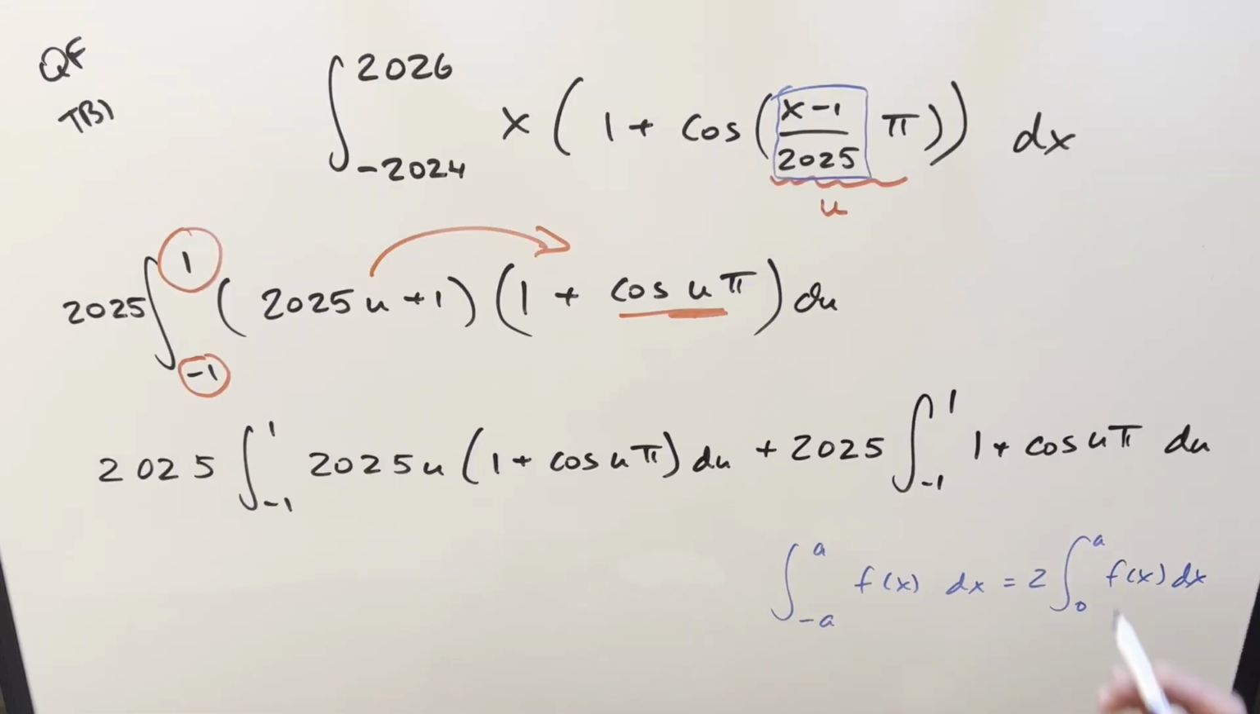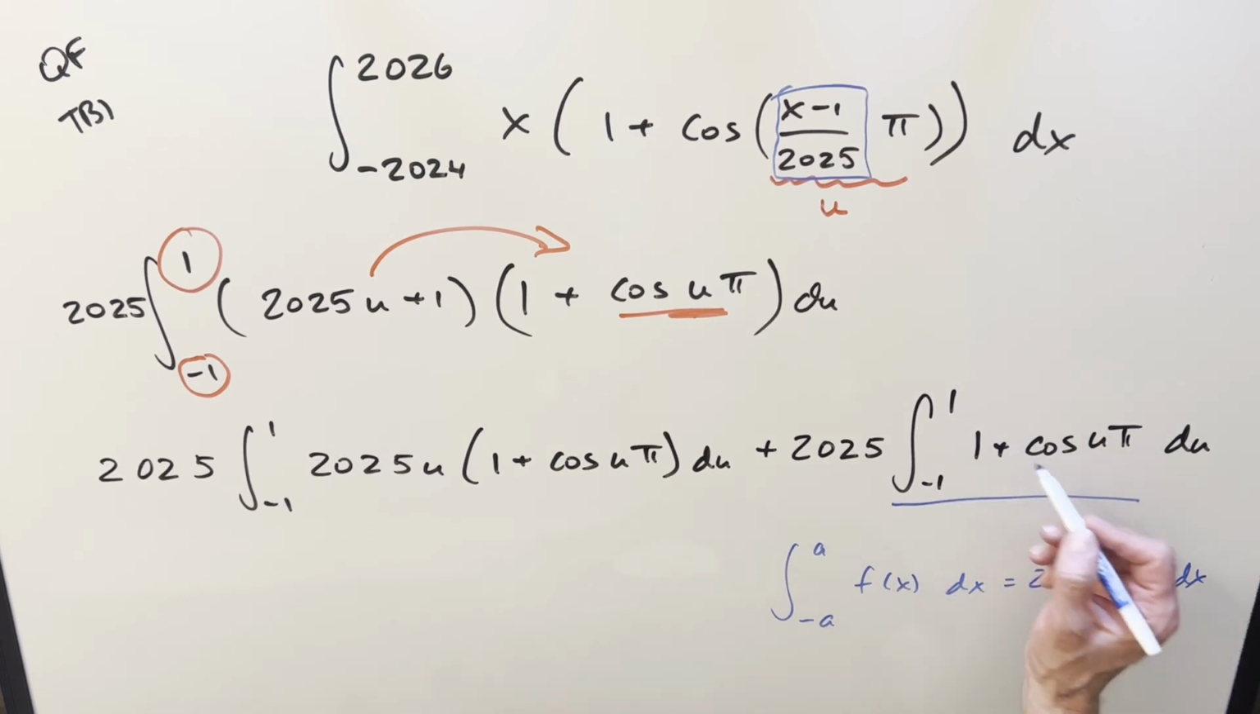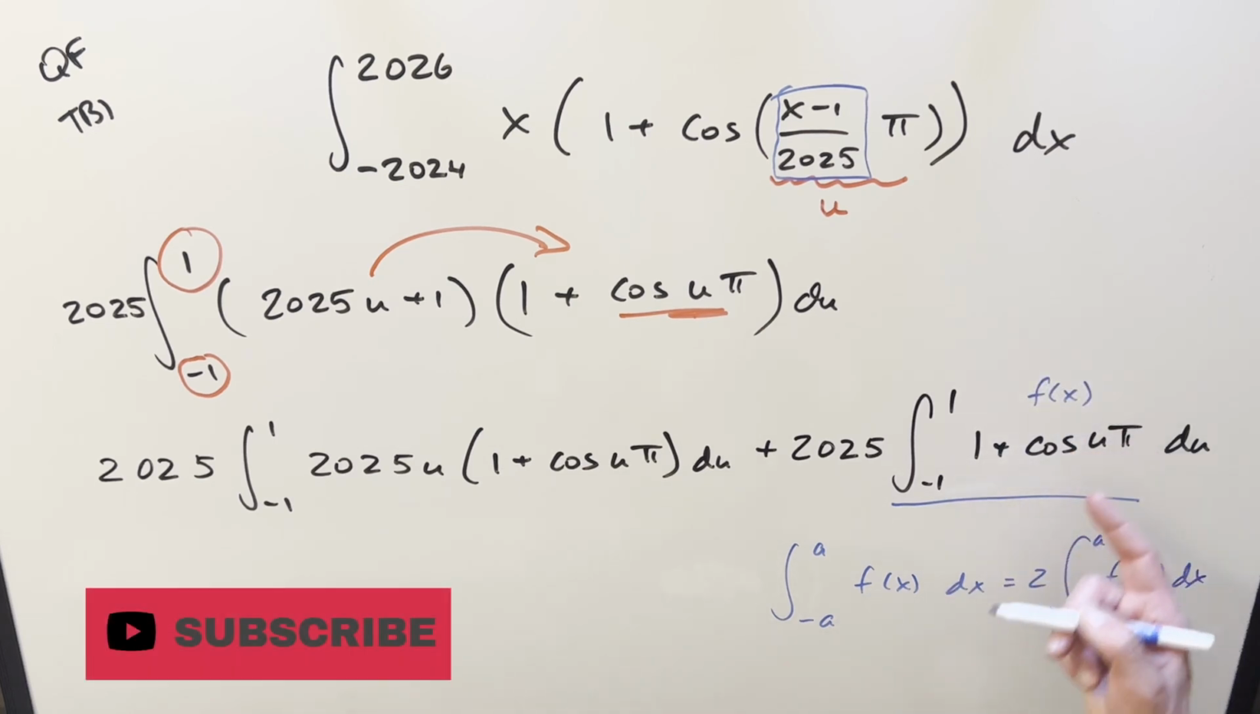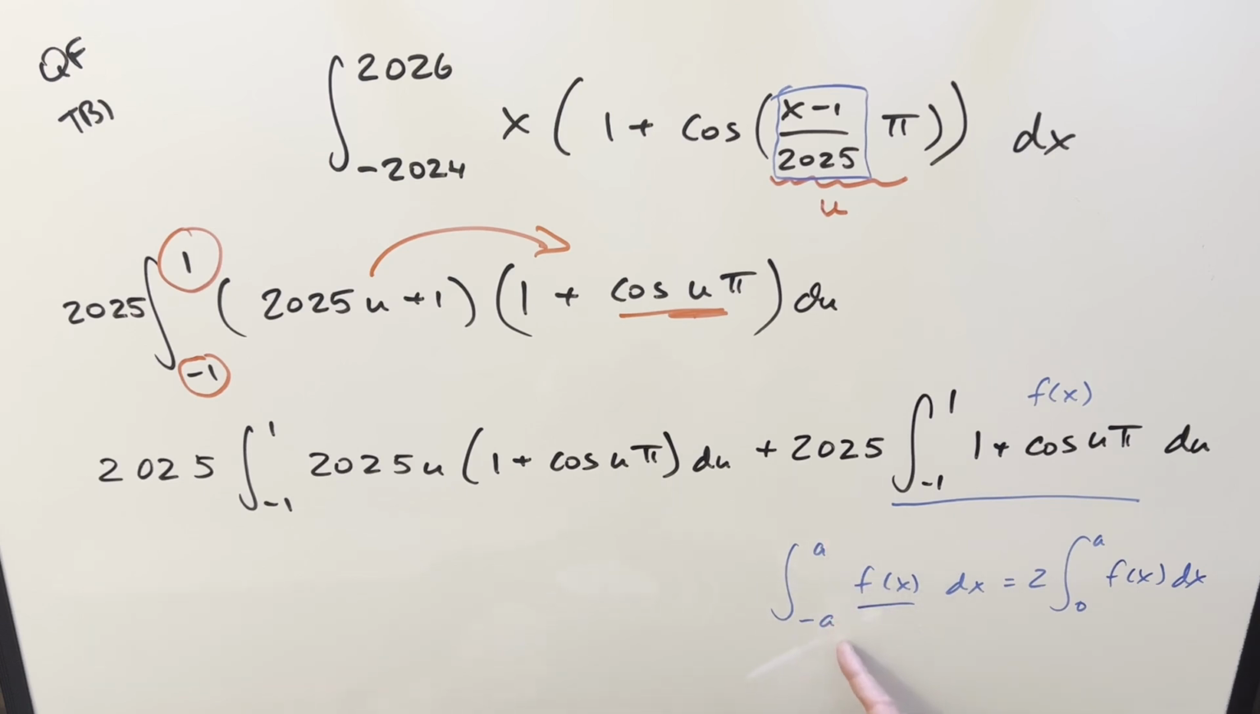Okay, now from here, what I want to do is let's deal with this second integral. And we'll recognize this here is going to be an even function because cosine's even, the 1 doesn't really matter. So if this is our f of x and it's even, we can use this principle right here. When f of x is an even function and our bounds are symmetric around 0, we can turn the lower bound to 0 and bring a 2 out front. So we'll just do that right here.